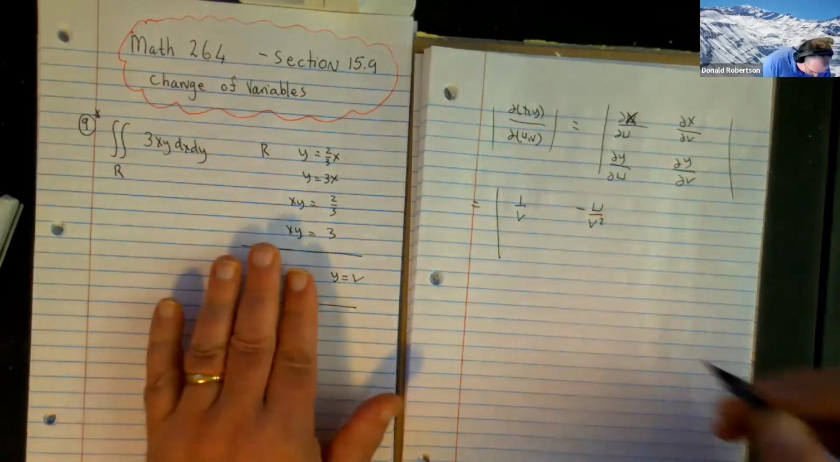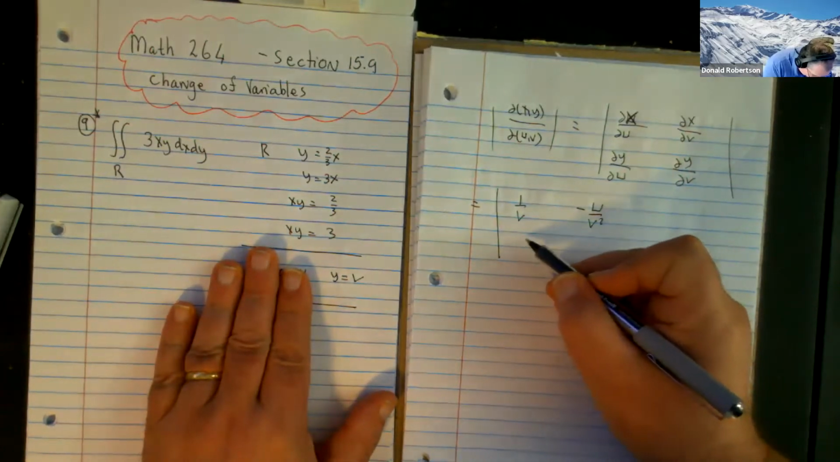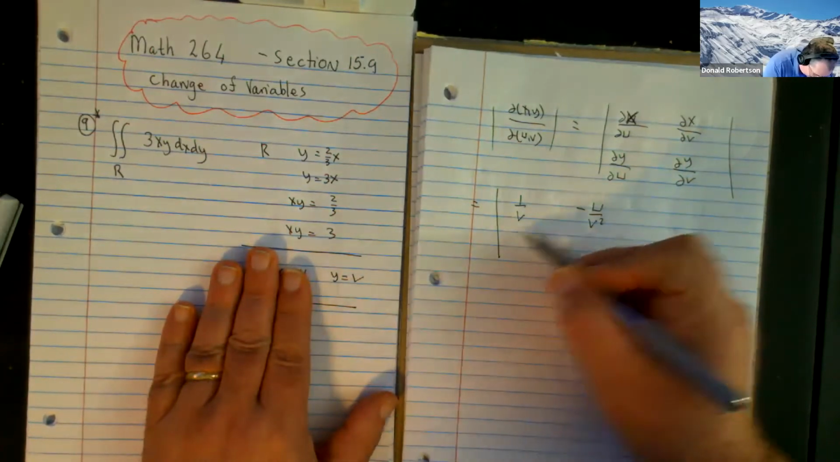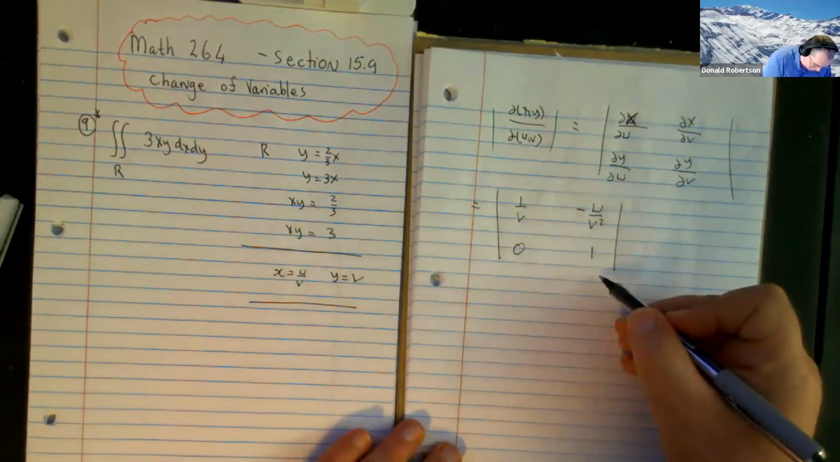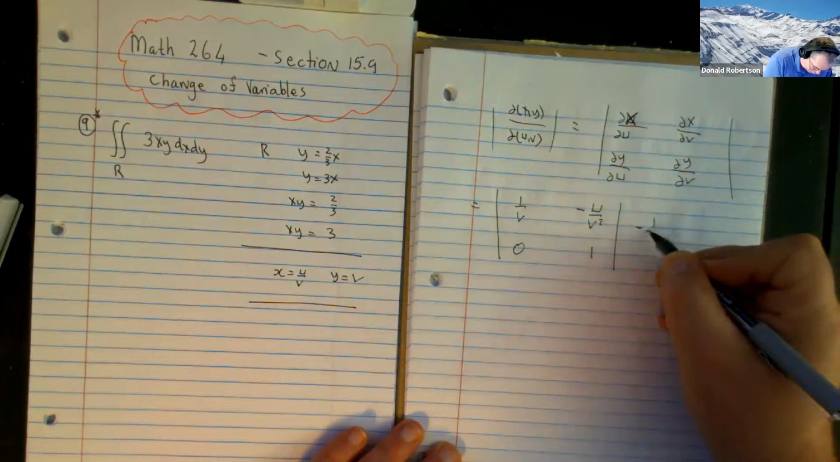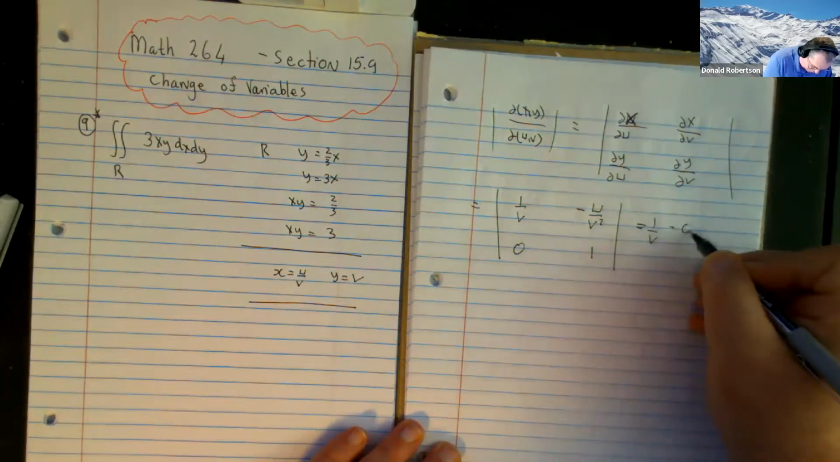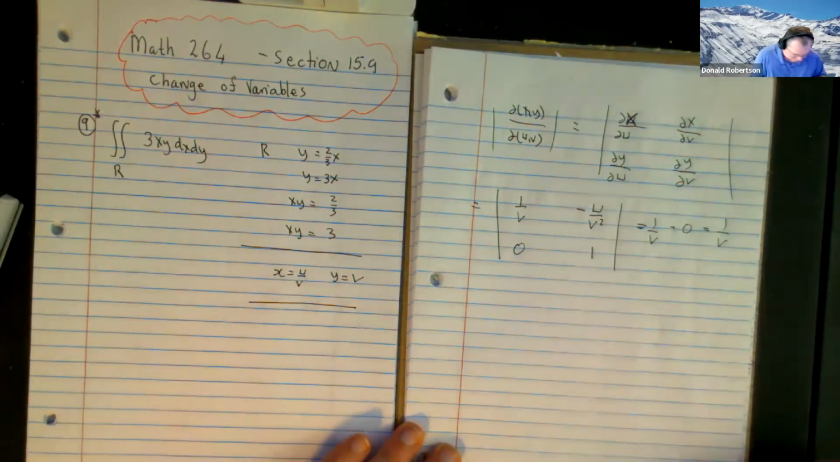Now, if you move on to this one, this is much nicer. If you do this guy with respect to v, you get nothing, and here you get 1. So major take away minor is 1 over v, take away nothing, so it's 1 over v.